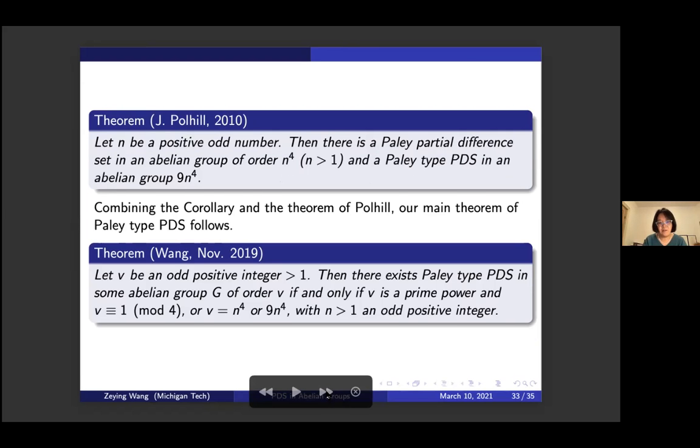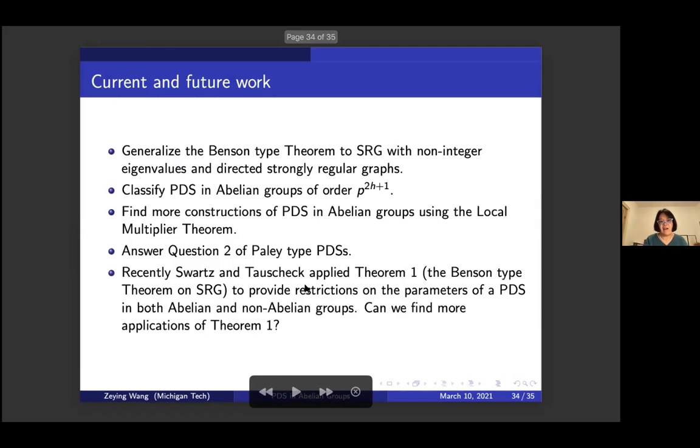So now I want to talk about the current and future work. The first thing is maybe we can generalize the Benson type theorem to strongly regular graphs with non-integer eigenvalues and directed strongly regular graphs. Another one is, can we classify partial difference sets in abelian groups of order p to the odd?